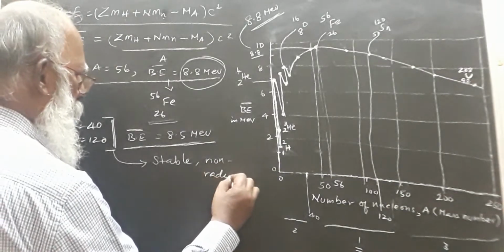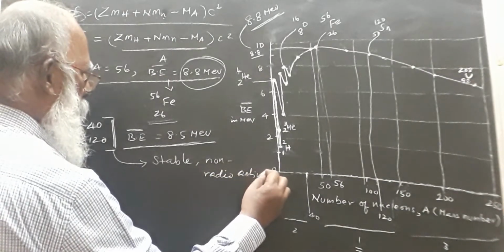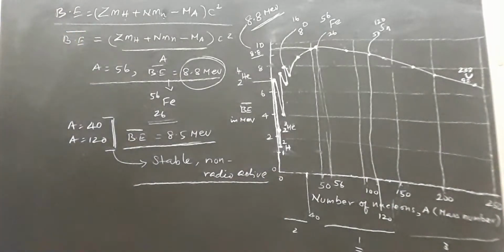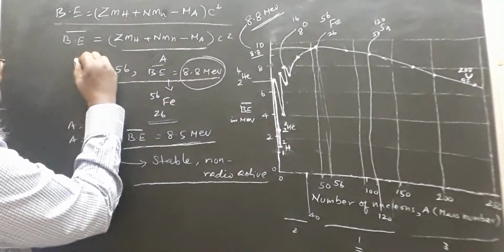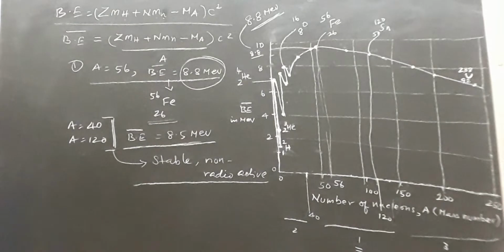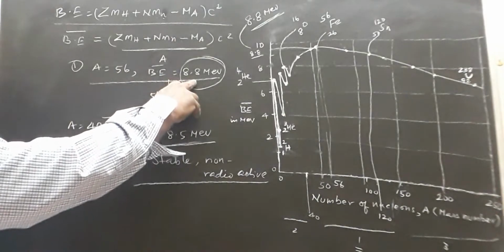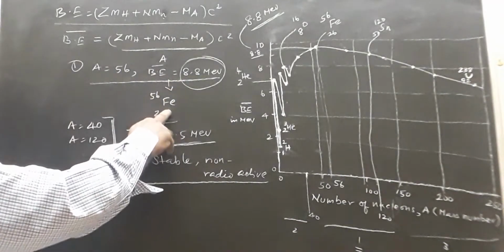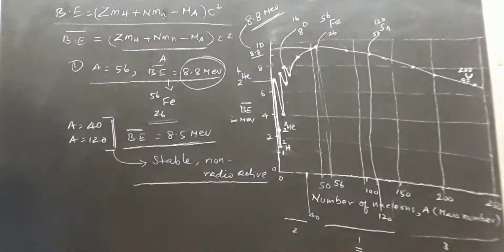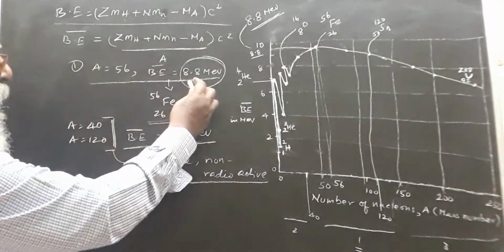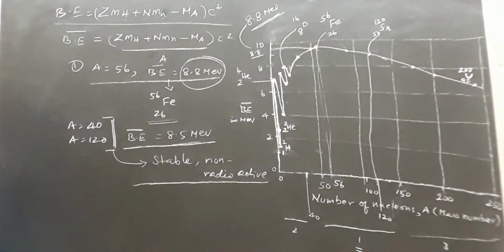Non-radioactive, radioactive substances. Non-radioactive elements. These are very important points. The first point is clear: for ferric, 8.8 million electron volt. It will be raised slowly, and at last it reaches the maximum value for the element iron. That's the maximum binding energy of a nucleon, which is the very strongest element. That is why 8.8 million electron volt.